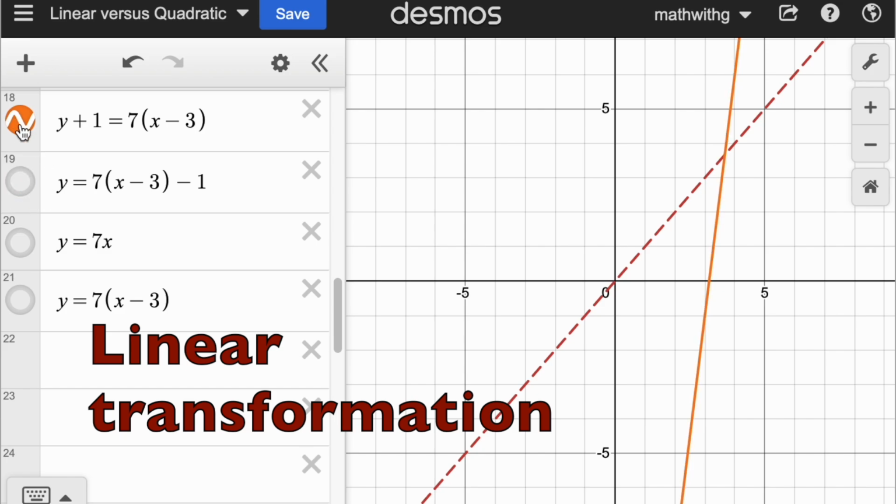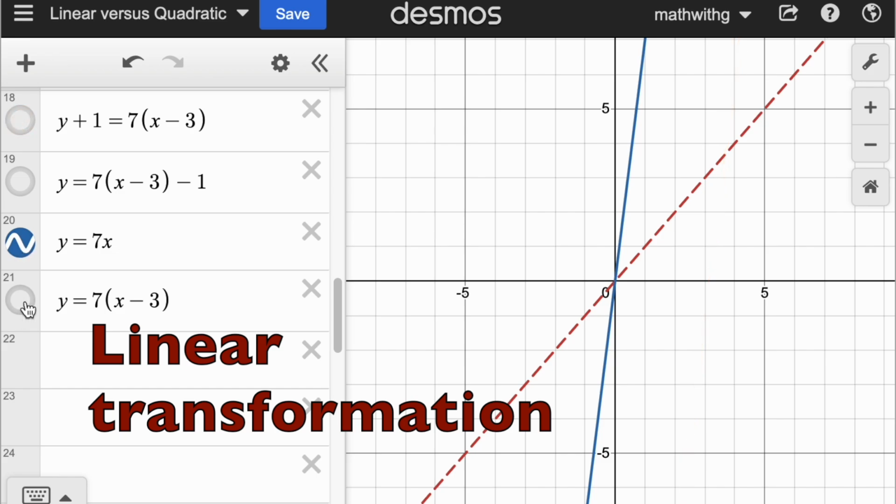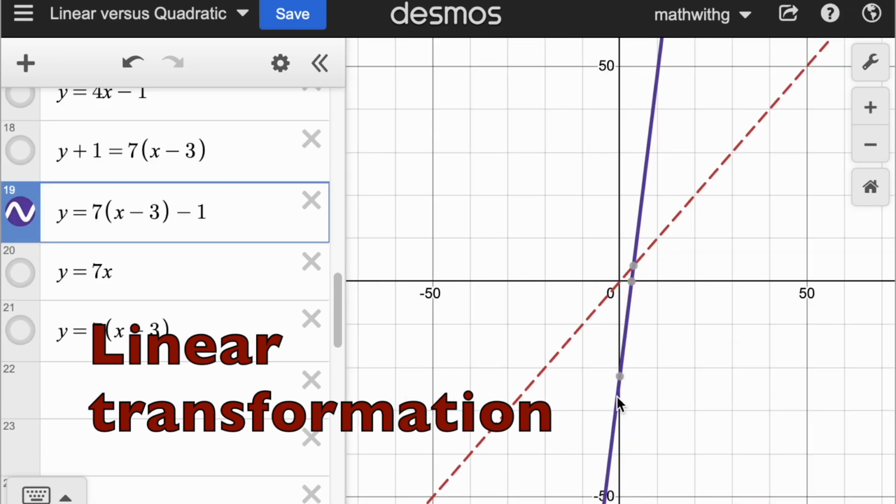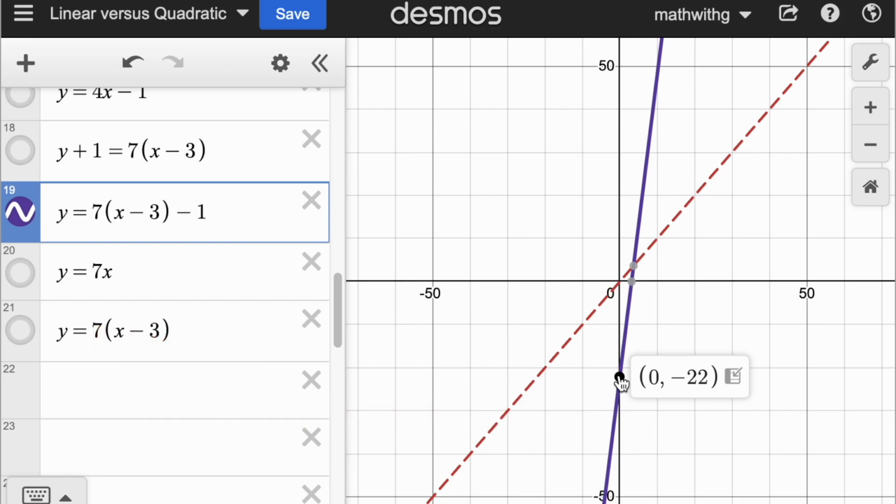Let's actually see what happens in stages. So the first thing we do with the line is we make it steeper, and then we go right 3. And then finally we go down 1. And there it is. Well, that ends up having a y-intercept of negative 22. And that agrees with the equation, because if you distribute the 7, you get negative 21 minus 1 is the negative 22. So that works.